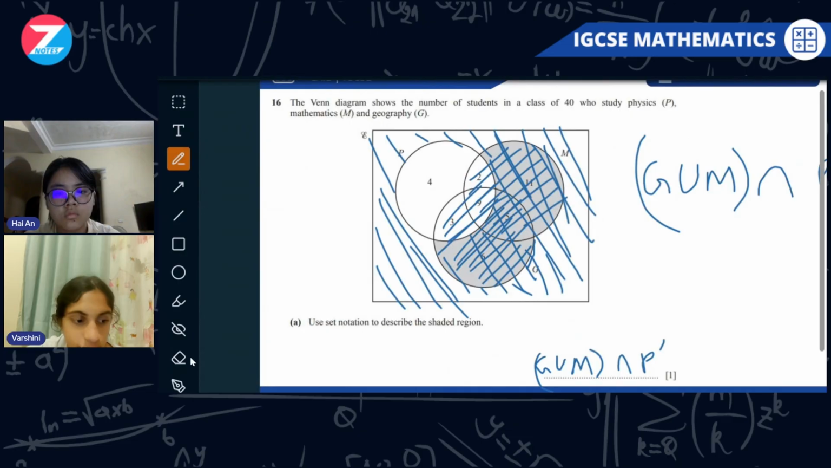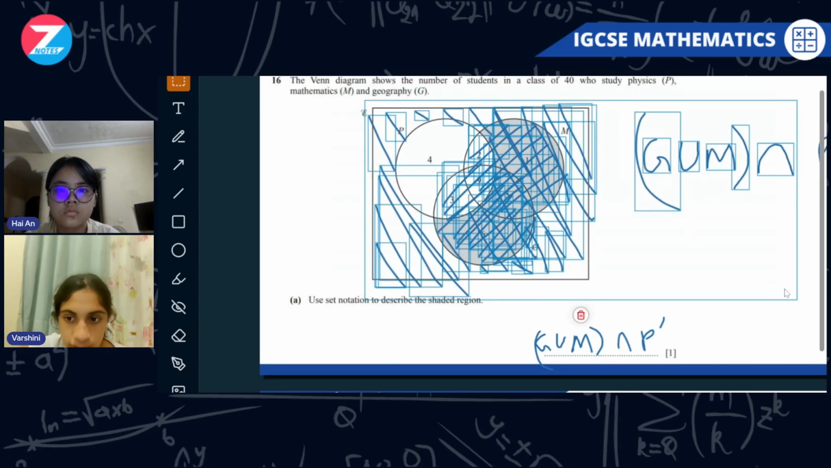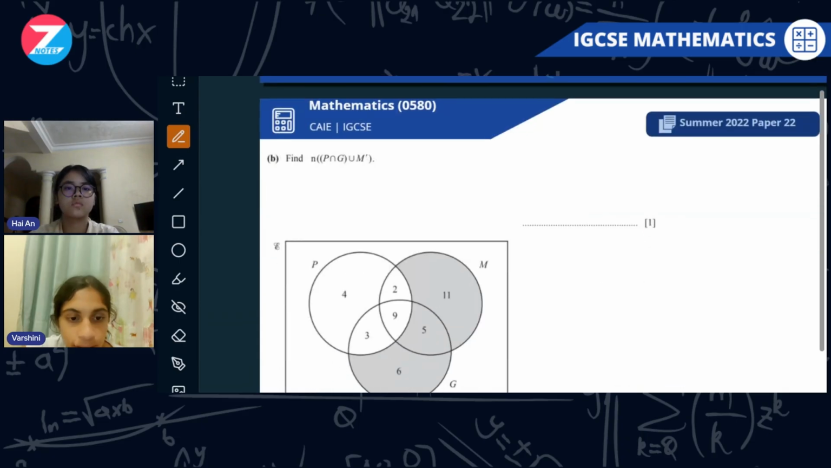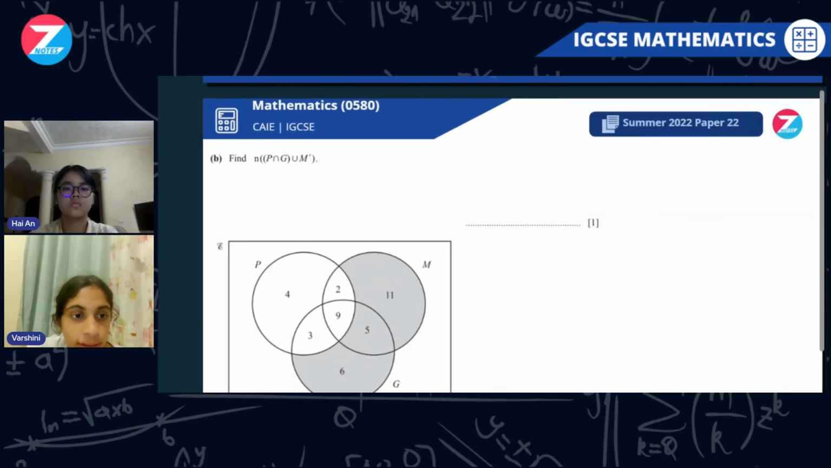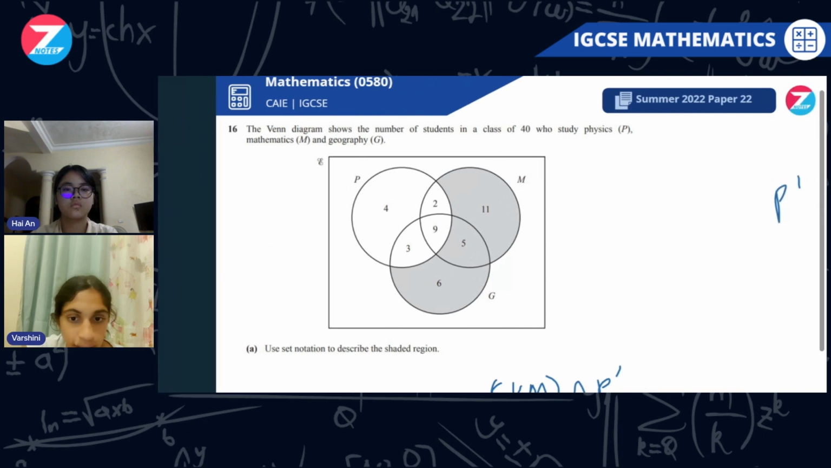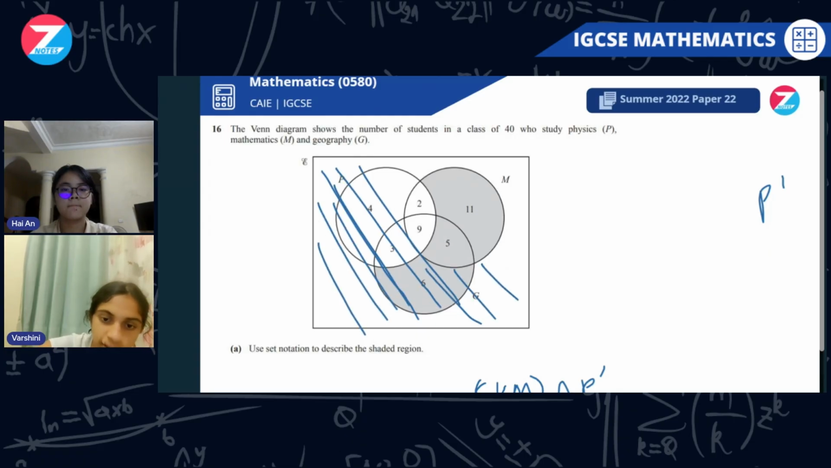So let's just get rid of all of this shading. Okay, so now let's look at this. Firstly, let's do this the same way we tackled the previous question. Let's find everything that comes in M complement and shade it. That's everything that's outside of M. So let's just shade this like this. Everything outside of M.